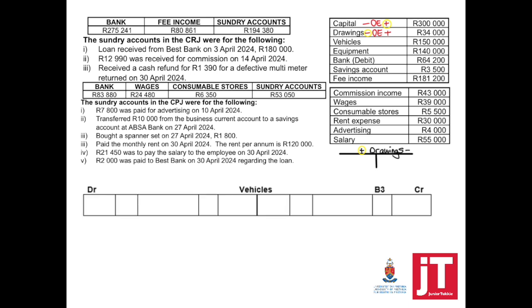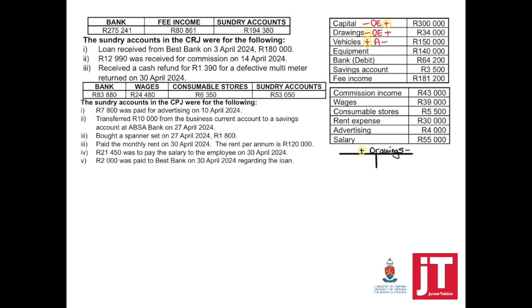Vehicles is regarded as a non-current asset, which will increase on the debit side and decrease on the credit side. This means that the balance brought down will appear on the debit side. You would notice there's only one row, and if you go through the list of transactions, you would see that there's no vehicles involved during the month. So this is the only thing that will appear in vehicles.